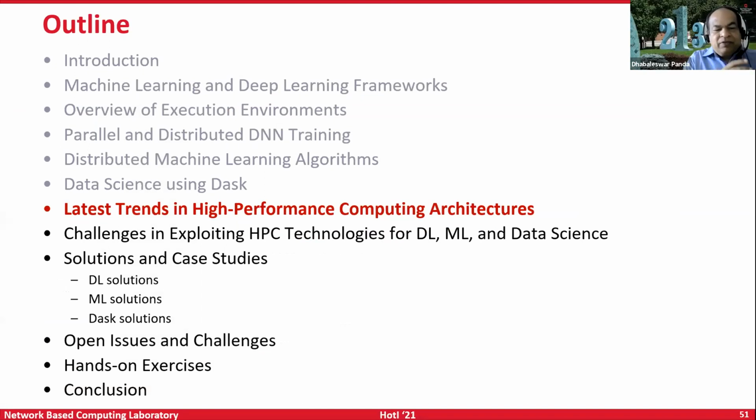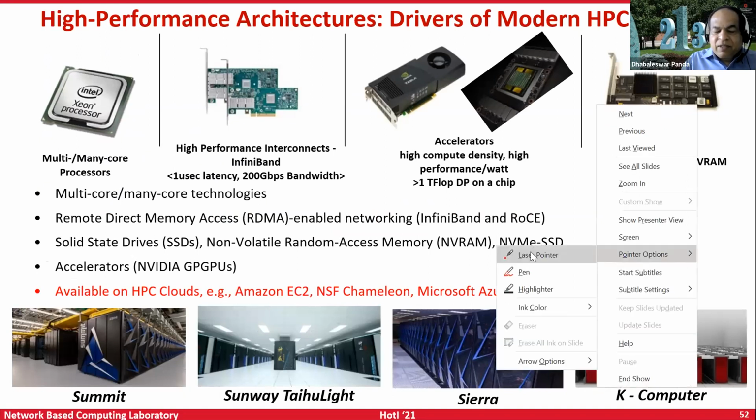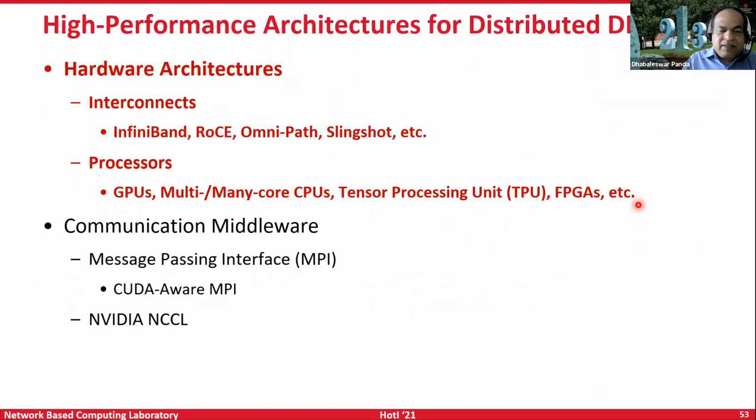In the first half of the tutorial, you saw all the basic concepts of parallel and distributed training, machine learning, and the task. Now let's flip things a little bit and get a very quick overview of high performance computing architectures. These days, we are at a Hot Interconnects conference. A lot of clusters are being deployed. Many of you are familiar with the top 500 systems. These are designed with multi-core, many-core processors, high performance interconnect, accelerators, and also SSDs.